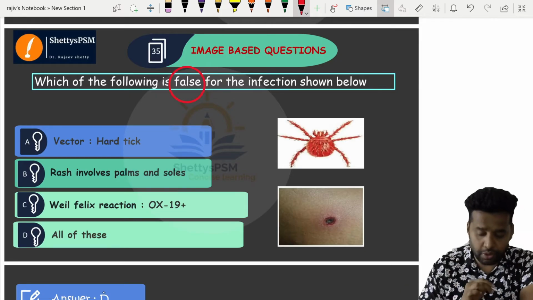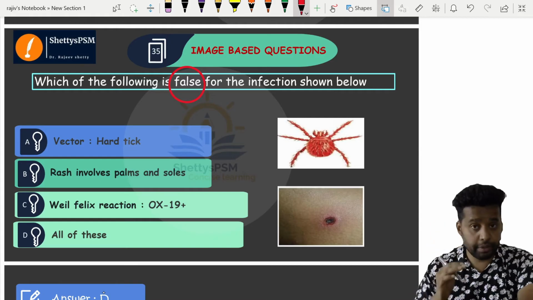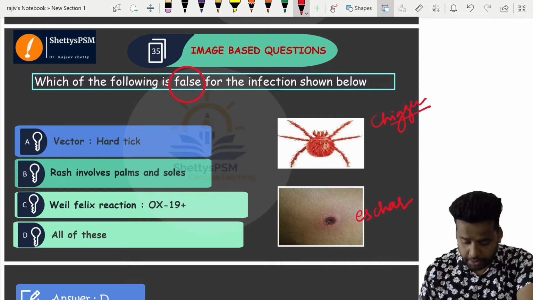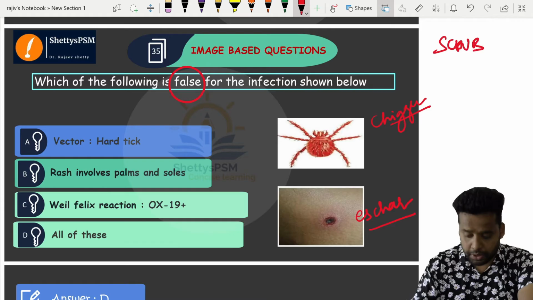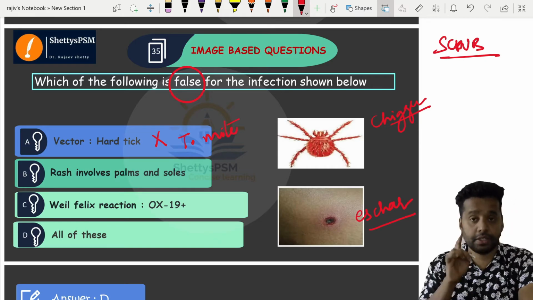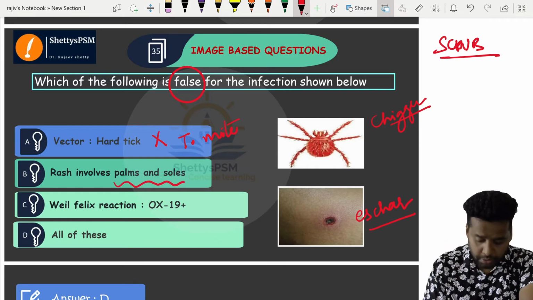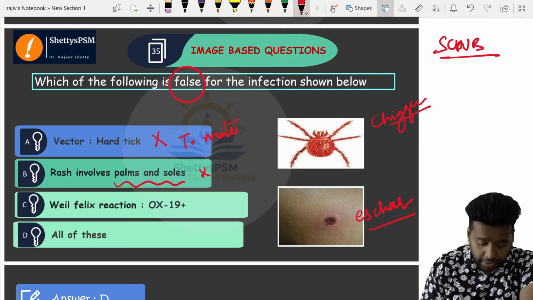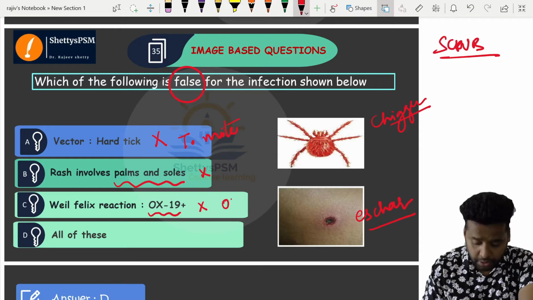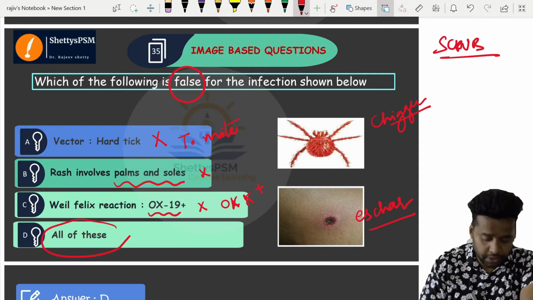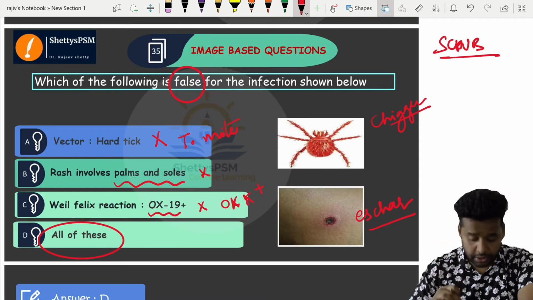Which of the following is false for the infection shown below related to the images? What you can see are chigger mites and eschars. It is scrub typhus. Vector is Hard tick? No, it is trombiculid mite. The larva is called chigger mite. Rash involves palms and soles? No, there is no involvement of palms and soles. You can see a dark thick lesion indicating the site of bite, the eschar. Weil-Felix reaction OX-K19? No, it is OX-K positive reaction. So all these are false statements. Answer is all of the following are false statements.